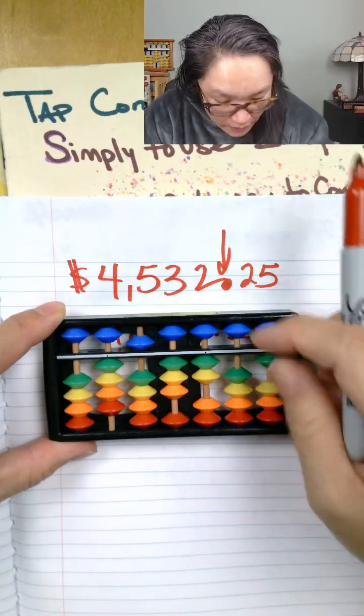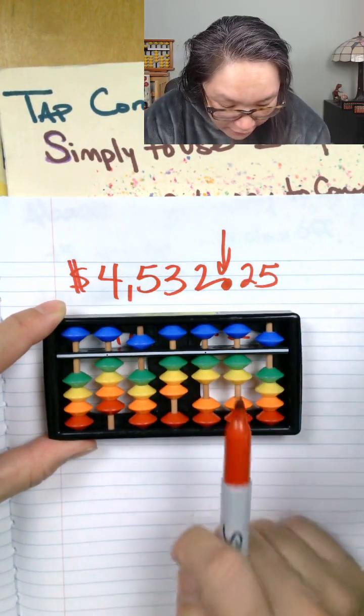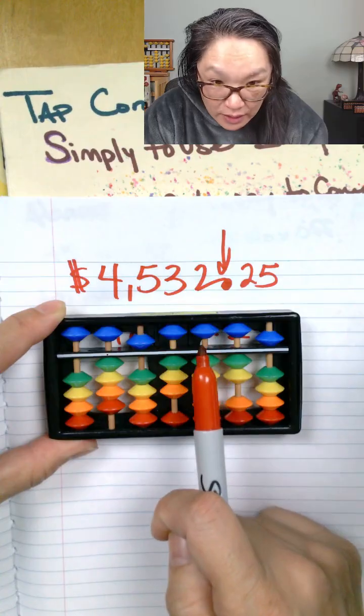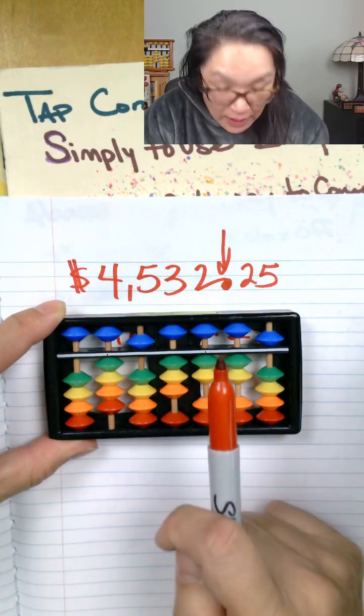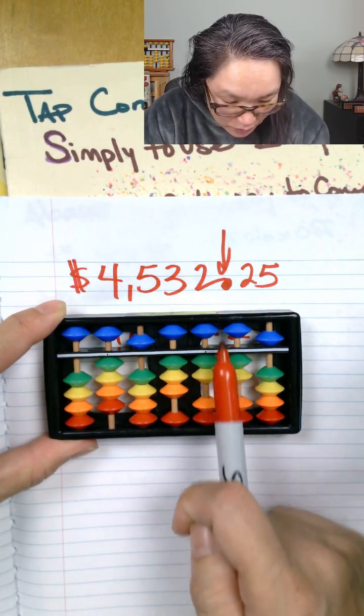Okay, so this number here is 25. So I do 20 and I do 5. Because now, if you look, my decimal happens between the two columns.